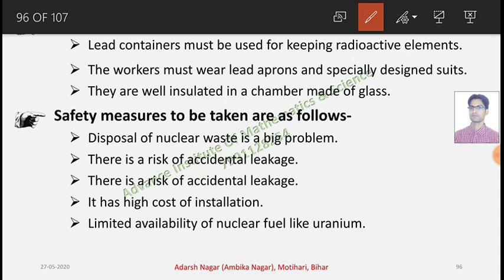First, the disposal of nuclear waste is a big problem. We will face lots of problems while disposing of radioactive elements or radioactive waste, because it has a bad effect on all life forms, as we see in Hiroshima of Japan. Another one, there is a risk of accidental leakage. If there is a leak, we will lose lots of life.